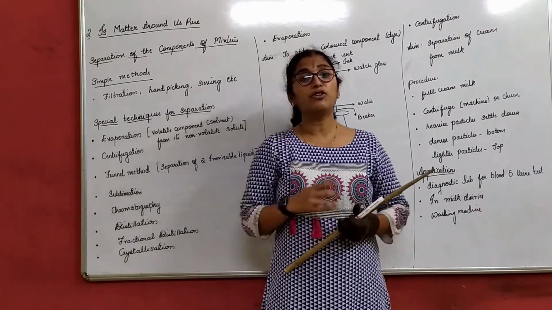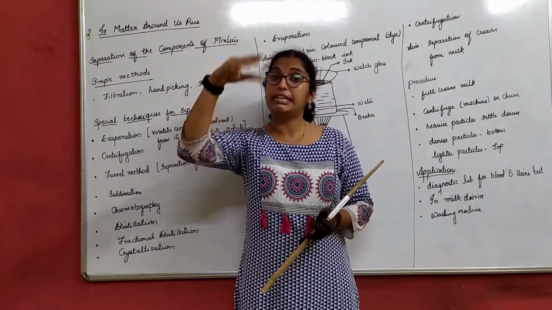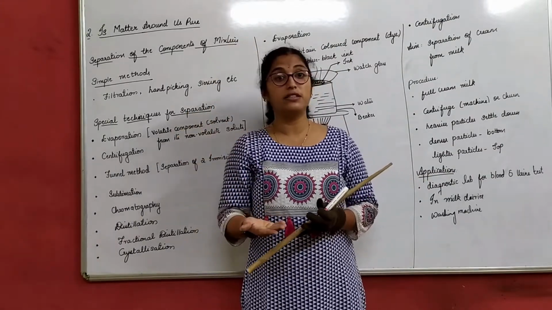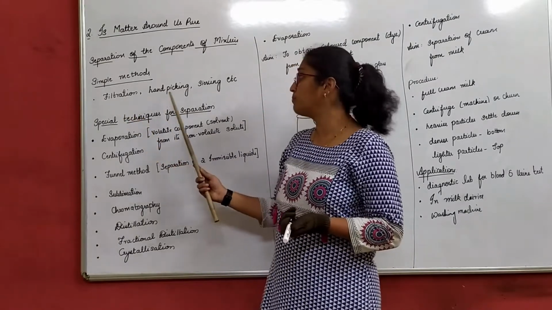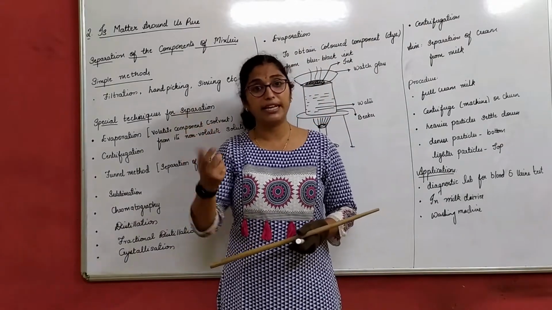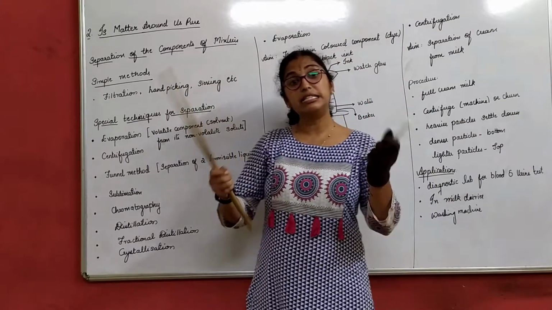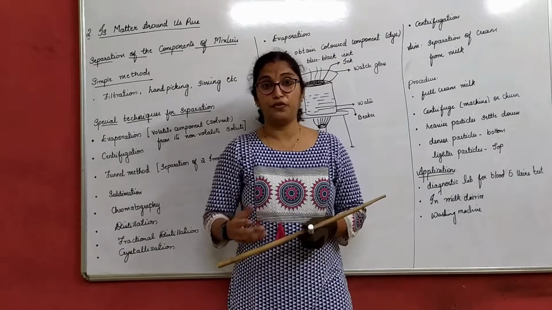Simple. If you are filtering tea, what will happen? Only the tea leaves remain, whereas the remaining solution will come down. Simple method, that is filtration. Hand picking method, we all know that if you have to clean the grains, that is called the hand picking method, as well as sieving, so that husk and dust particles are removed from that.